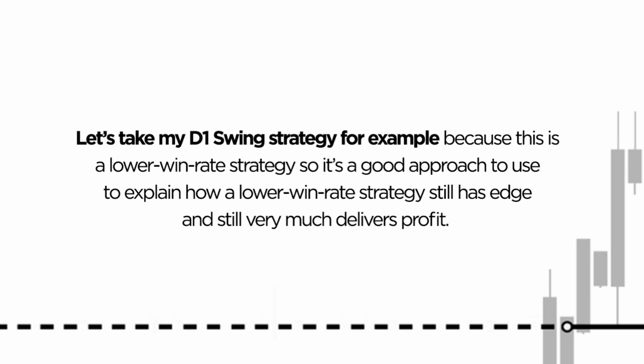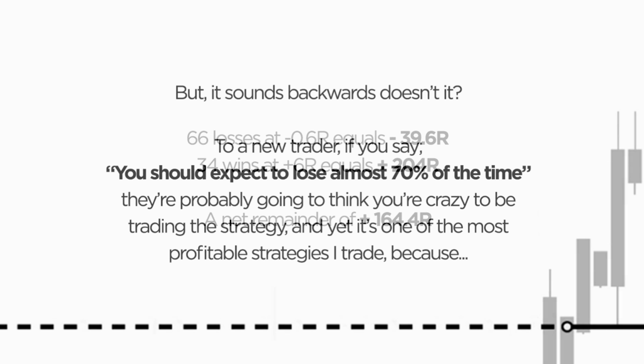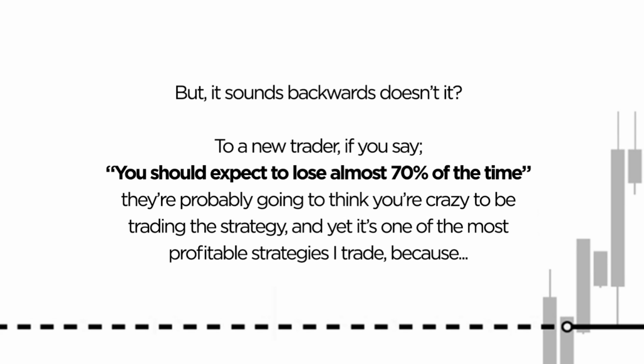So again, let's take the win rate, which is around the 34% mark, and let's look at another binary 100 trades taken using the strategy. So 66 losses at 0.6R equals minus 39.6R. And 34 wins at plus 6R equals 204R, which obviously leaves us with a net remainder of 164.4R. But it sounds backwards, doesn't it?